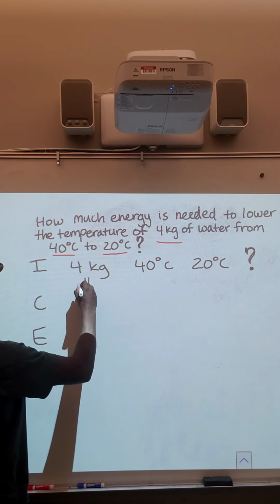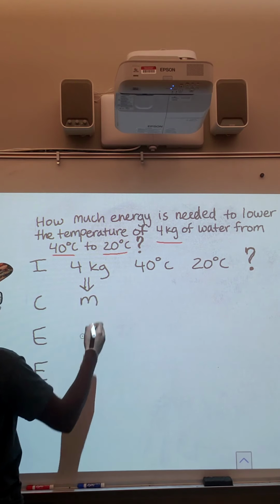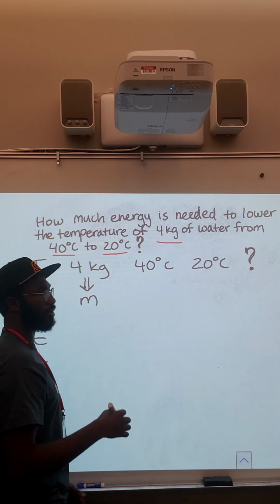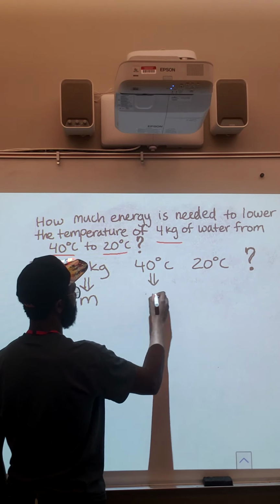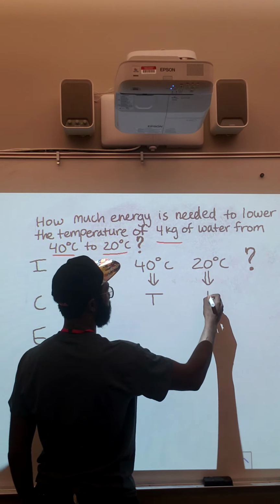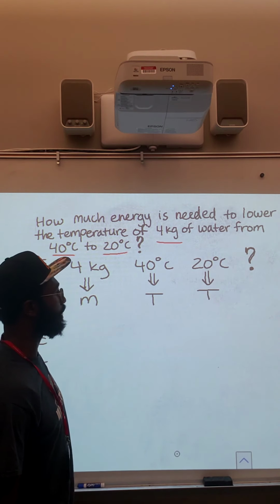So we're gonna go ahead, I like to draw some down arrows here. So 4 kilograms is mass, okay? We can tell from kilograms is a unit of mass. 40 degrees Celsius is going to be a temperature. We represent that with an uppercase T. 20 degrees Celsius is also gonna be a temperature. Again, represented with an uppercase T.